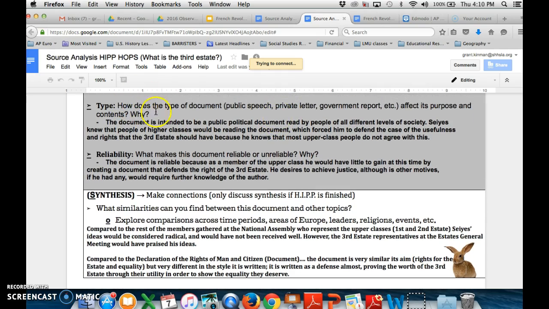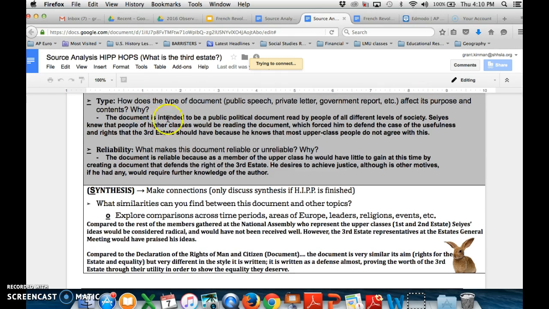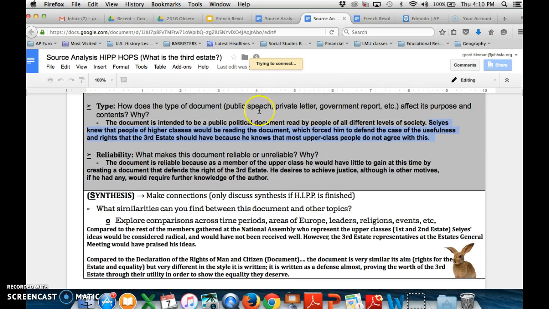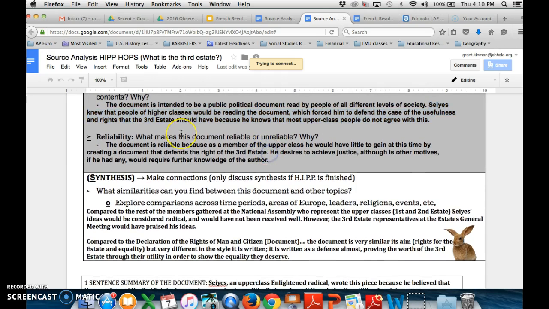And then the type of document. How does the type of document affect its purpose and contents? Well, this document's intended to be a public political document read by people of all different levels of society. So that's important to note because he's going to write to all the different levels of society. He's not going to make it a bunch of stuff that nobody can read, but he's going to cater it more to the first and second estate because they don't like the third estate, really.